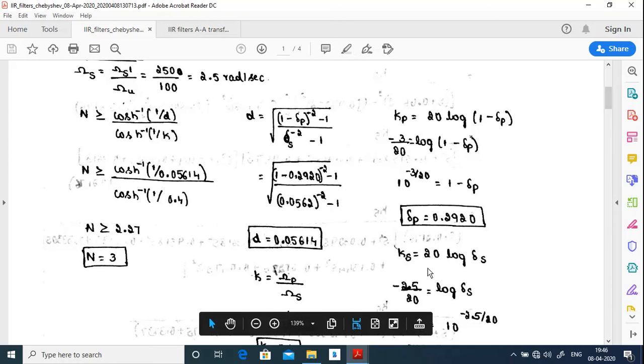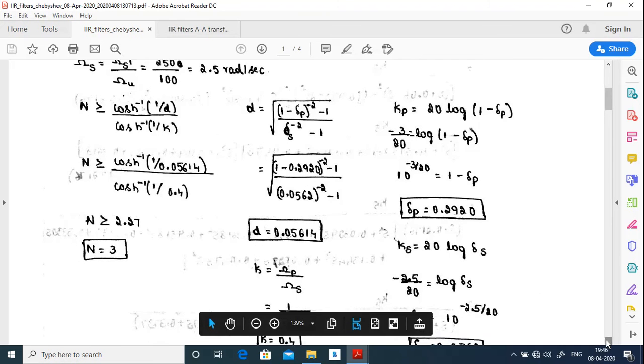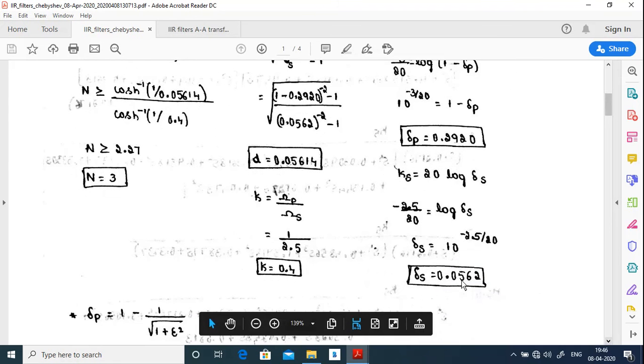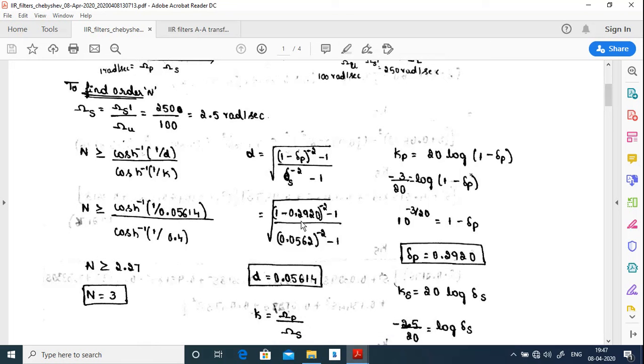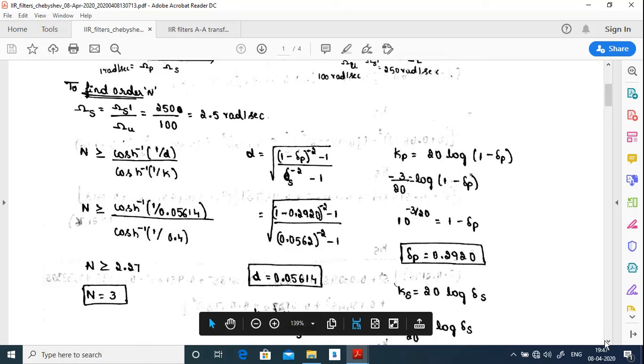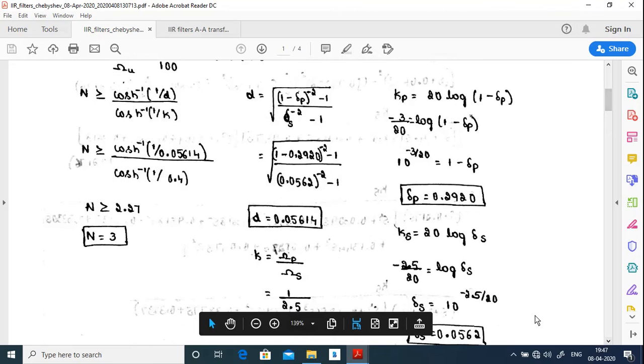Similarly, last class also we used the same, right? ks is given by 20 log del s. From that you can easily find del s. Once you find del s and del p, you can find the discrimination factor. So substitute the value of del p, substitute the value of del s, which was obtained through this equation, and then you will get the value of d.